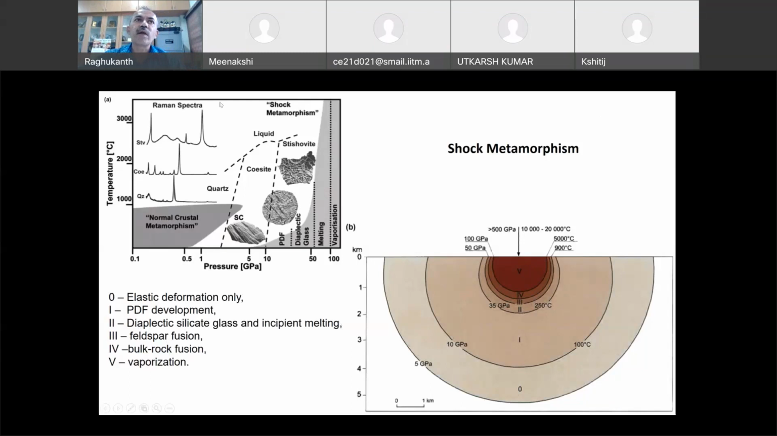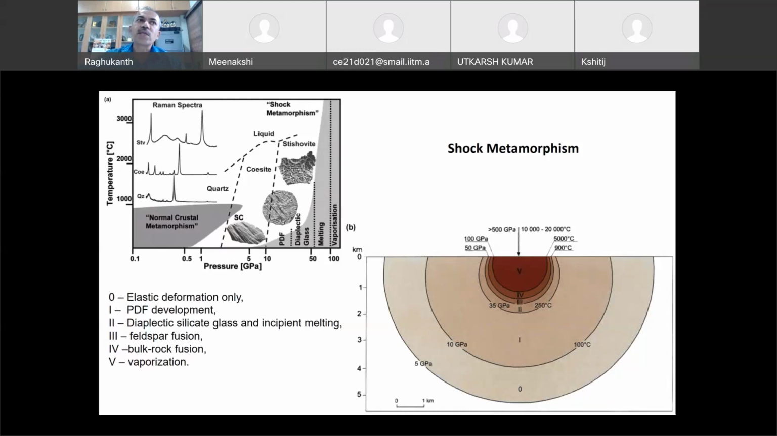Now this is a very important graph, which shows the shock metamorphism. This is normal crustal metamorphism, where you will see this type of change below the Earth, like in the mantle region, or as you go to the inner core or outer core. There also you will have huge pressure and temperature.